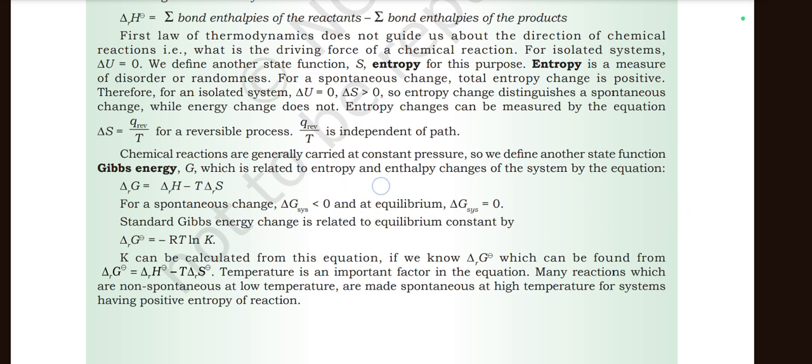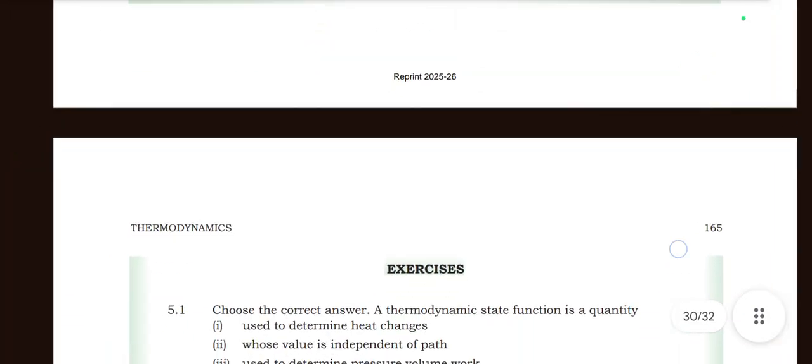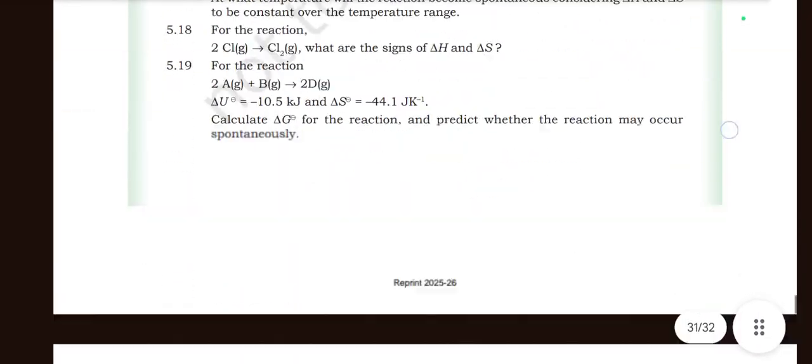Chemical reactions are generally carried out at constant pressure, so we can define another state function, Gibbs energy G, which is related to the entropy and enthalpy changes of the system by the equation. For a spontaneous change and at equilibrium, standard Gibbs energy change is related to the equilibrium constant. K can be calculated from this equation if we know ΔG°, which can be found from this equation. Temperature is an important factor in the equation. Many reactions which are non-spontaneous at low temperature are made spontaneous at high temperature for a system having positive entropy of the reaction. So these are the exercise questions.